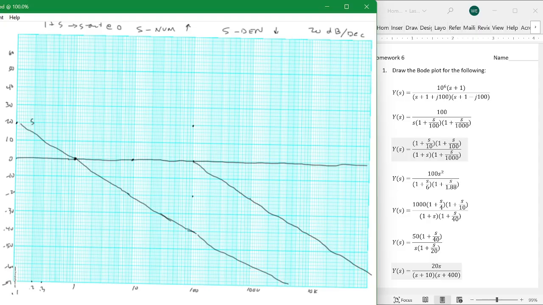Now this is a 1 over S plus 1000. What do you think about that one? What would that one do? You start at 1000 and you start down. Everybody see that? You start down. Why? Denominator. Very good.